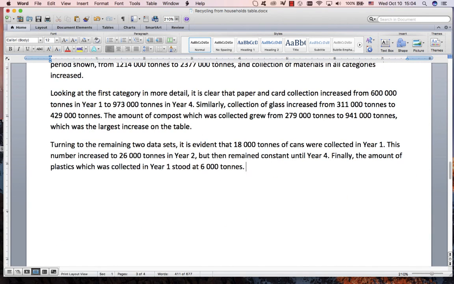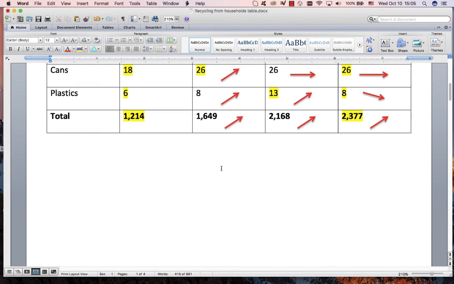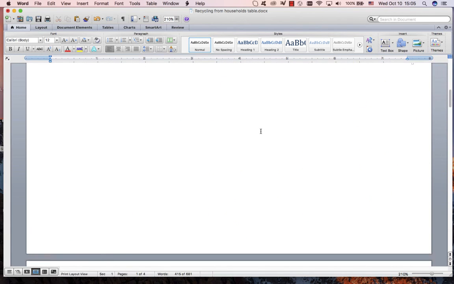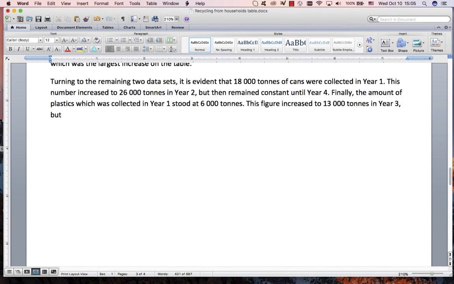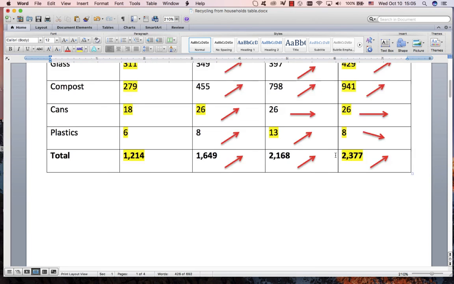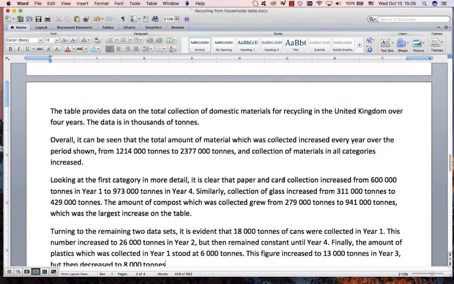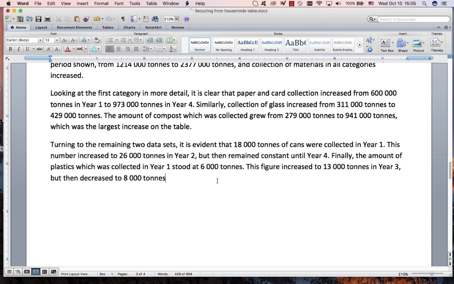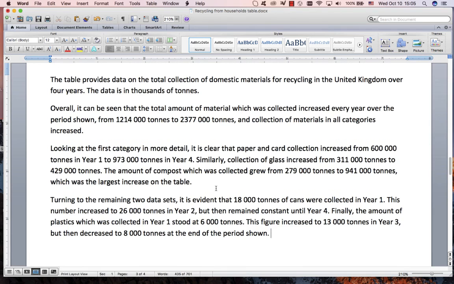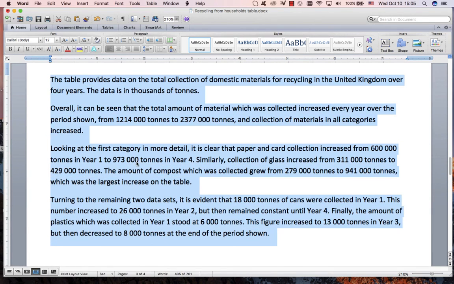Another chance for this number, but let's say this figure increased to 13,000 tons in year 3, but then decreased 8,000 tons to 8,000 tons. You can say in year 4, but let's say at the end of the period shown. All right, very beautiful essay. How many words is that? I think quite a lot.